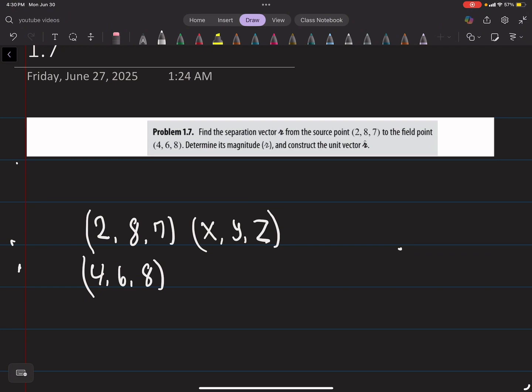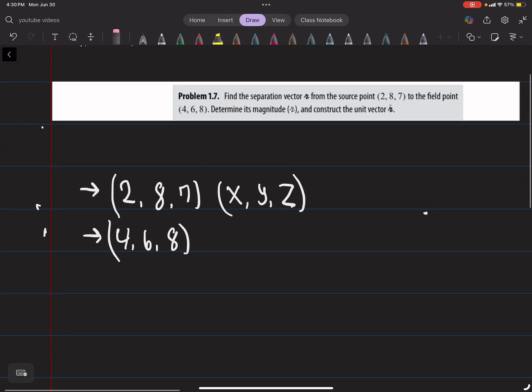So remember, your source point is what's actually causing your field. So you can think of that as the location of where your point charge maybe is. Your field point is the location where you're actually measuring the strength of that field. So your point charge you could think of as being at (2, 8, 7), and maybe you want to know what the electric field is at the point (4, 6, 8). So we want to find our script R.